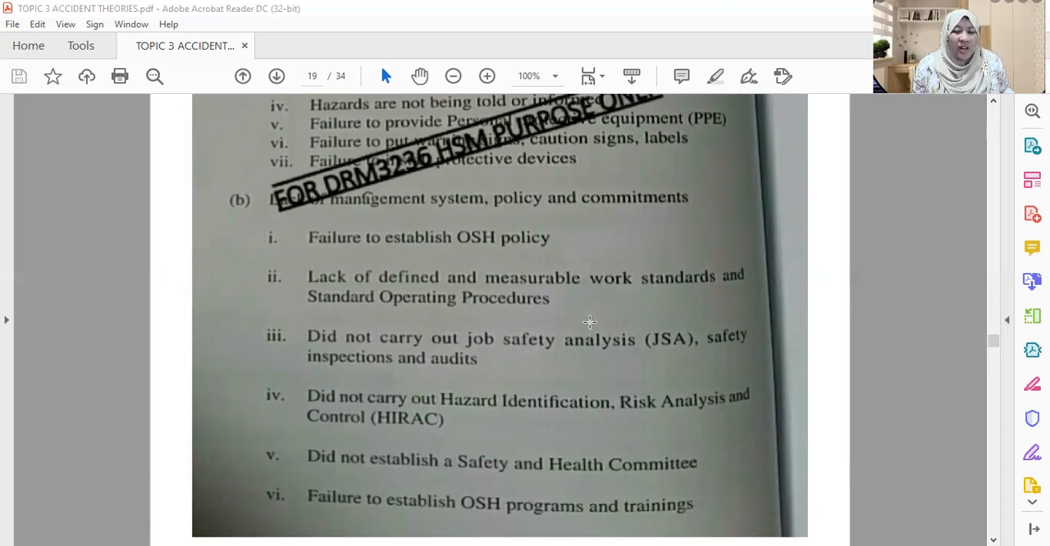Lack of defined and measurable work standards and standard operating procedure, SOP, right? This is a very popular term that I believe every one of you remembers. Did not carry out job safety analysis, JSA, safety inspection and audit. No checking after all. So whose job is this? This is mostly done by the safety officer at the company. Did not carry out hazard identification, risk analysis and control. They don't even bother with this. They keep blaming each other.